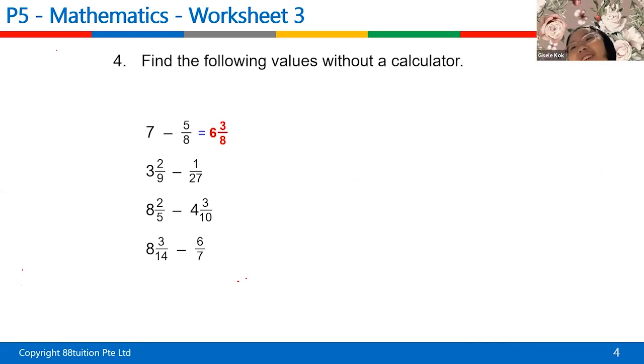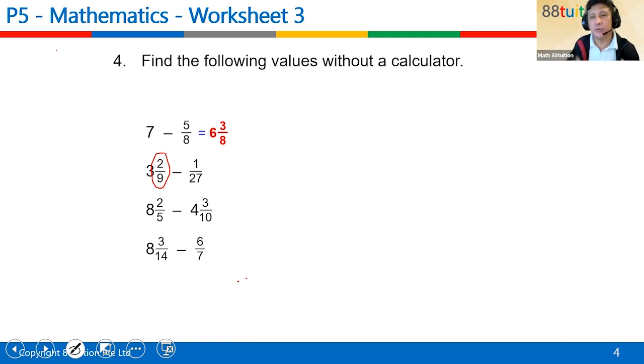Yeah. Okay, so our answer for the first one is 6 whole and 3/8. Okay, now, how do we do the second one? So the second one, think of it carefully. It is the 2/9 that you need to change. You need to change to the same denominator. So to change to the same denominator, I must make my 9 become a 27.